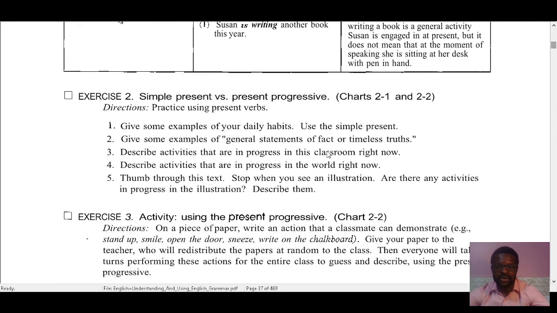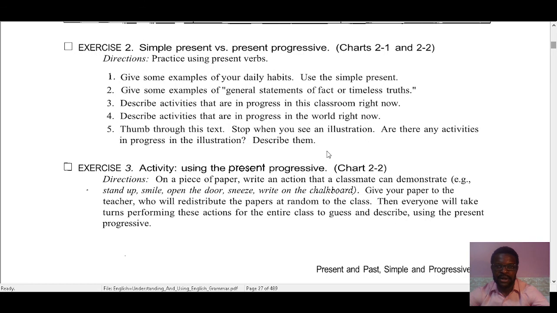Some of the things we have to do while on this topic is to teach you how to spell the ing form of some of the verbs, especially the irregular ones. So with that said, we are back again to test our knowledge. This is exactly where I want us to be, to compare the simple present and the present progressive. So practice using present verbs. Give some examples of your daily habits. Use the simple present. Give some examples of general statements or facts or timeless truths. Describe activities that are in progress in this classroom right now. Describe activities that are in progress in the world right now.